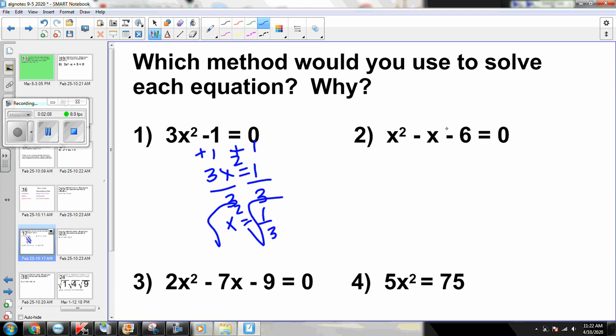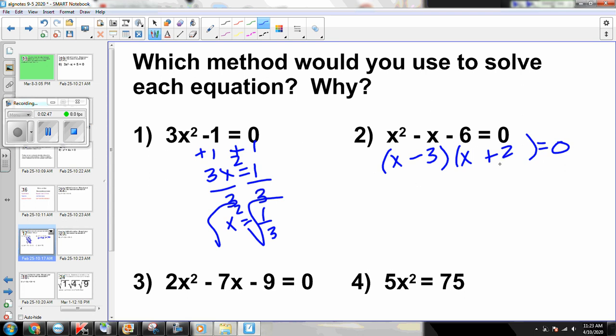Looking at number 2, I do have an x term, so I cannot use square roots. I wouldn't use graphing because I'm not using a graphing calculator, so I either have to try to factor or use the quadratic formula. So I'm going to try to factor and see if that works. Let me see, what can I multiply to get x to the second? That would be an x times x. What multiplies to negative 6 that adds to negative 1? Let me see, 3 times 2 is 6. If I took a negative 3 times a positive 2, I would get a negative 6.